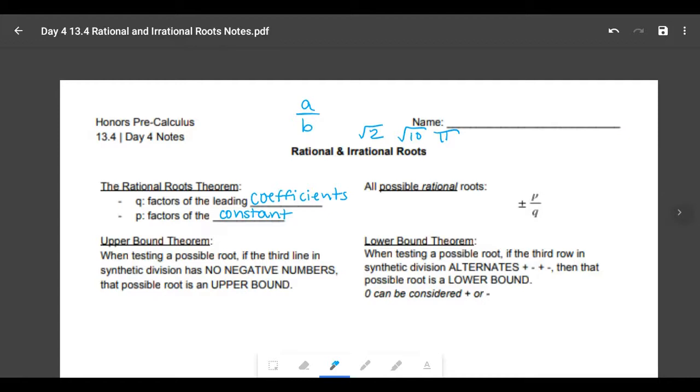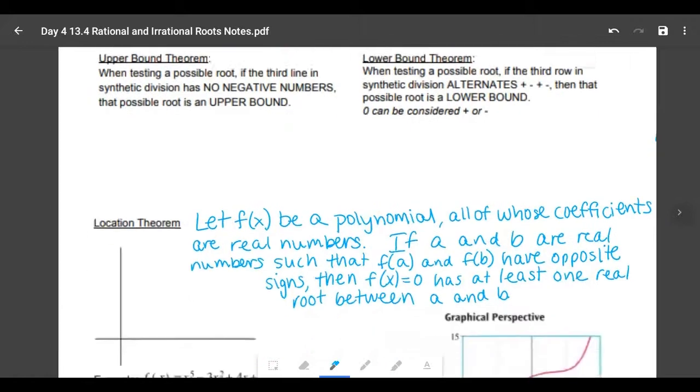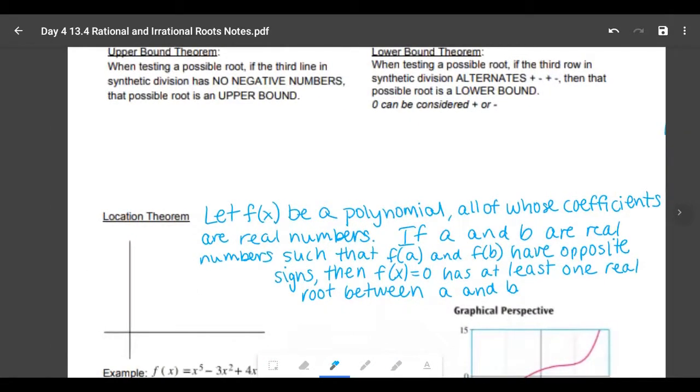All right, the upper bound theorem and the lower bound theorem we're going to come back to when we have an example to fill in. But for now, we're going to look at the location theorem. So the location theorem says, let f of x be a polynomial, all of whose coefficients are real numbers. So you can have some term like 2x. You can't have 2ix. That would be an unreal number. If a and b are real numbers such that f of a and f of b have opposite signs, like one is positive and one is negative, then f of x equals 0 has at least one real root between a and b. The easiest way to think about this is graphically.